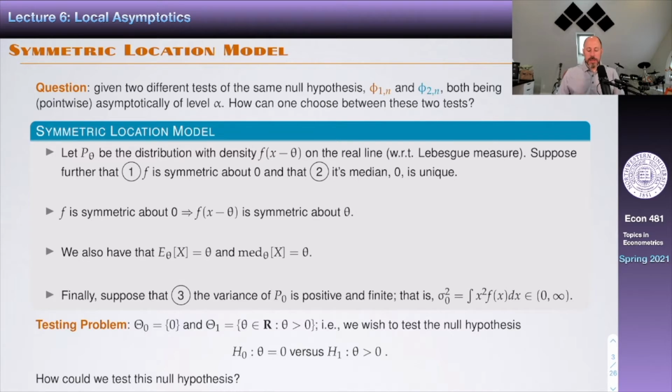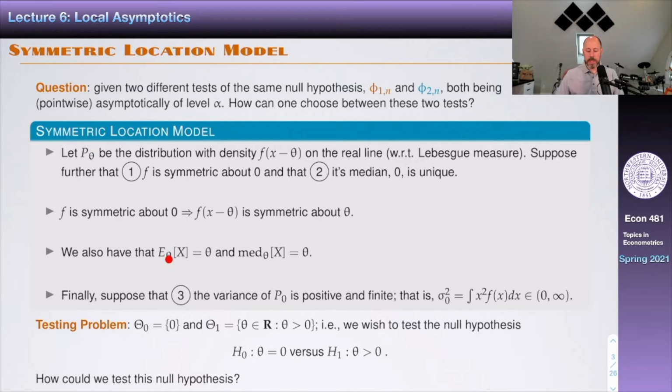the symmetric location model, which goes as follows. Here, p theta is a distribution with density f of x minus theta on the real line. And we're going to assume that f is symmetric about 0, and that its median 0 is unique. So if f is symmetric about 0, then f of x minus theta is symmetric about theta. And so this is a symmetric location model where the parameter that we're going to be trying to do inference on is theta, which is the location of the symmetric distribution.